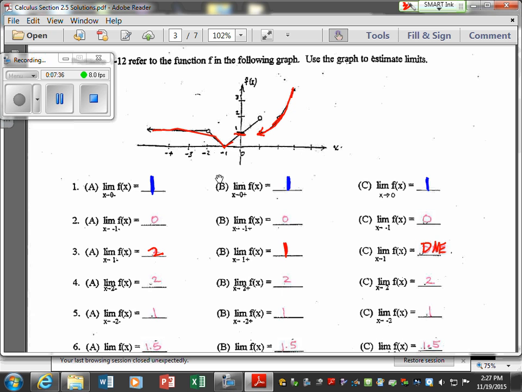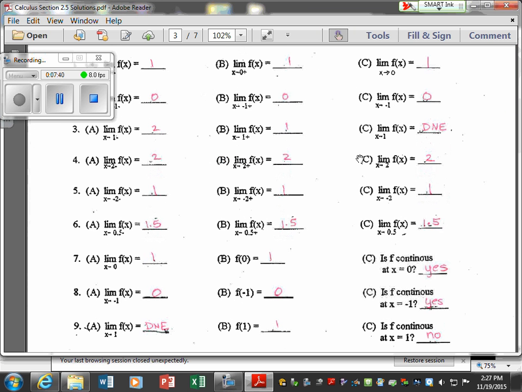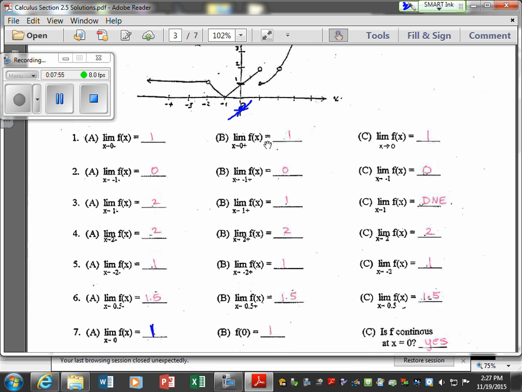Okay, so we've talked about that. Let's go down. Let's look at 7. X approaches 0, just in general. Well, as x approaches 0 from the left, it's this. From the right, it's this. So it's just going to be 1. So number 7 is 1.